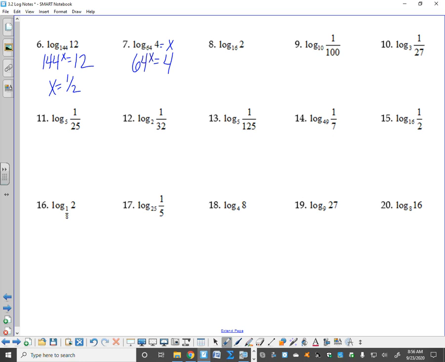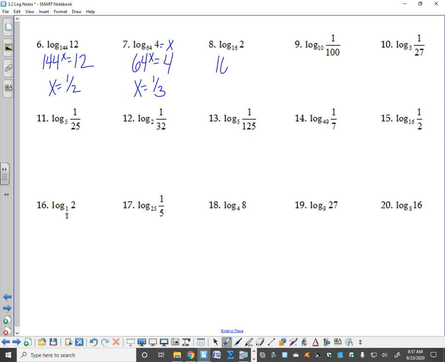Now, the square root of 64 gets me to an 8. That's not what I want. I need to get to a 4. Well, 4 cubed is 64. So the cube root of 64 gives me 4. So I know that x needs to be a 1/3.